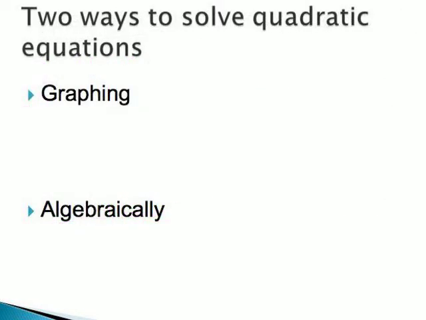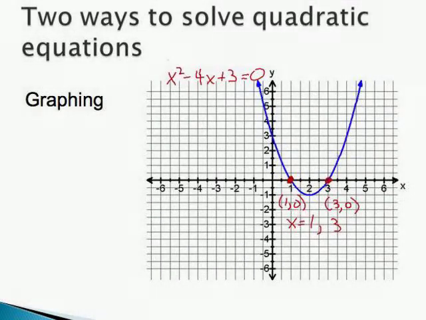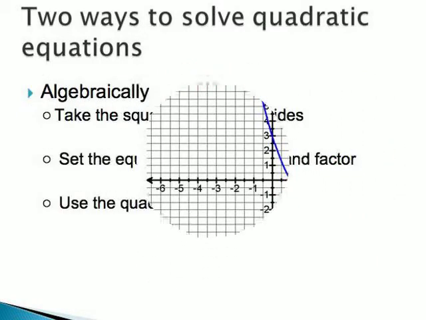There are 2 ways to solve quadratic equations, by graphing and algebraically. When you are using graphing to solve a quadratic equation, look to see where your parabola hits the x-axis. For this example, you can see that it hits it at x equals 1 and x equals 3. So those are our solutions to this quadratic equation.